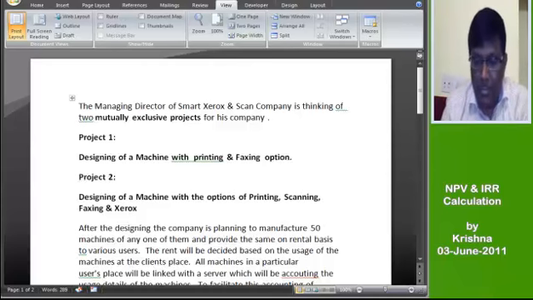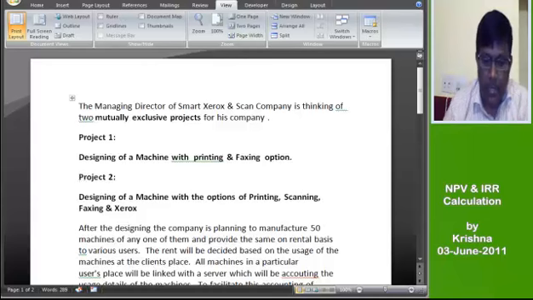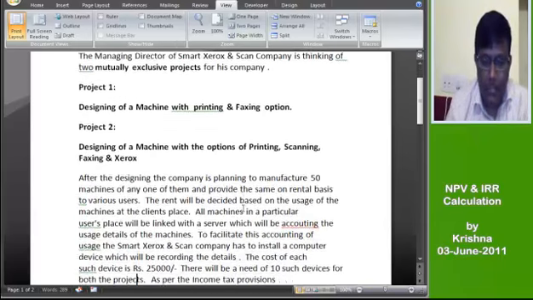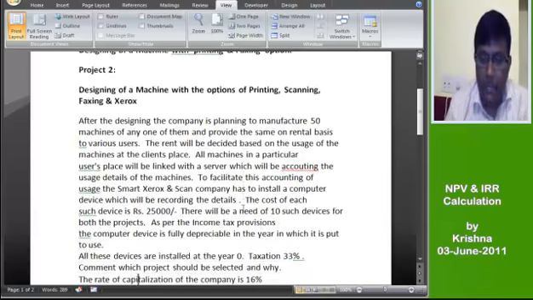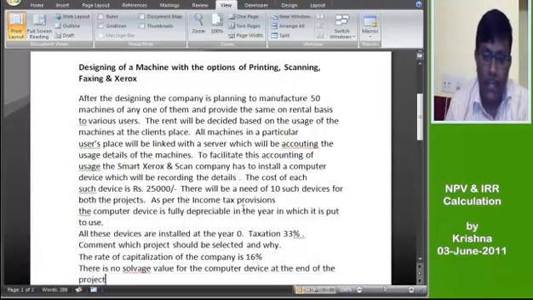the company is planning to manufacture 50 machines of any one of them and provide the same on rental basis to various users. The rent will be decided based on the usage of the machines at the client's place. All machines in a particular user's place will be linked with a server which will be accounting the usage details of the machine. To facilitate this accounting of usage, the smart Xerox and scan company has to install a computer device which will be recording the details.